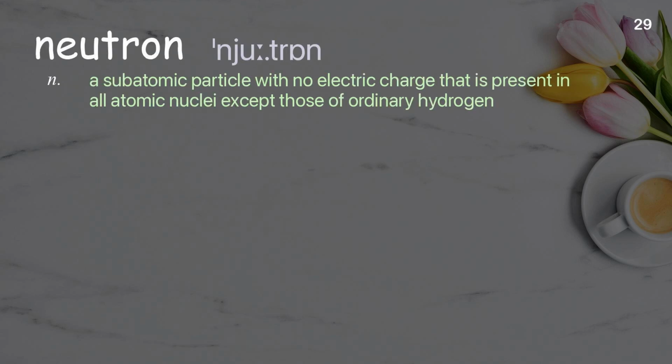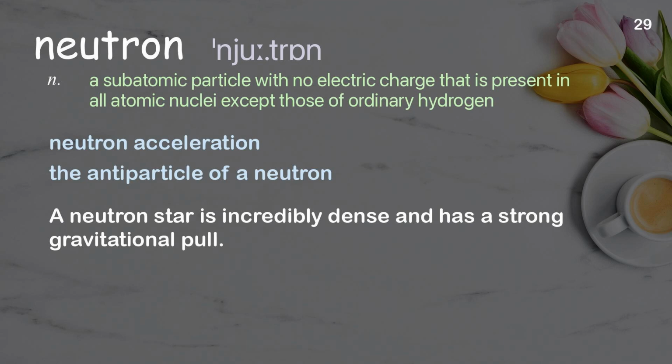Neutron. A subatomic particle with no electric charge that is present in all atomic nuclei except those of ordinary hydrogen. Examples: neutron acceleration, the antiparticle of a neutron. A neutron star is incredibly dense and has a strong gravitational pull.